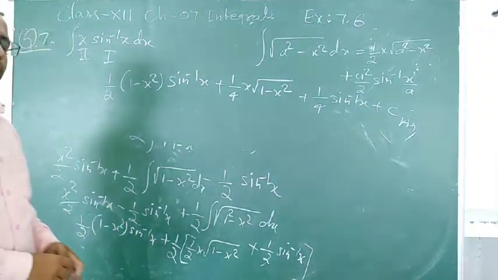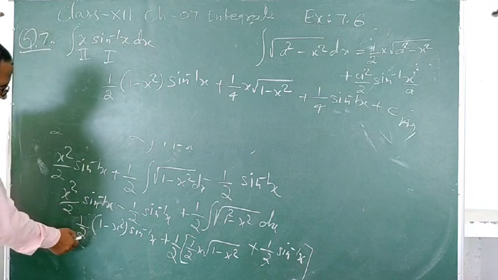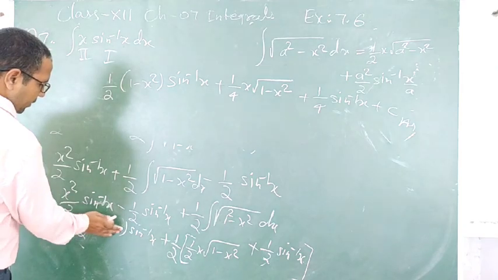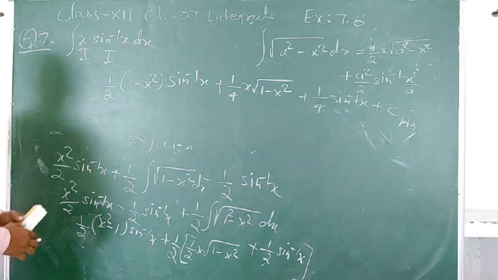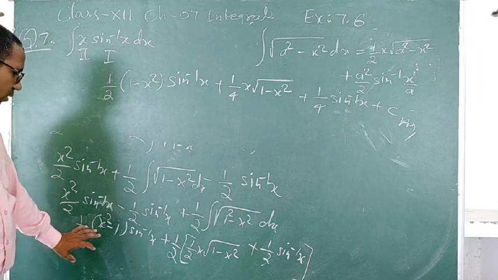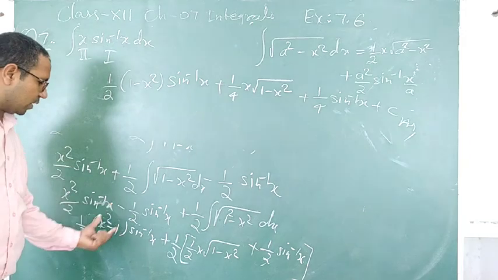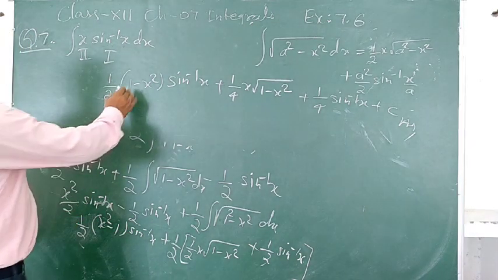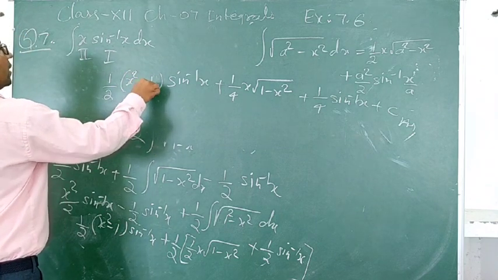So now students, just by taking the 1 by 2 common, we will get x square minus 1. Just rearrange this. Because 1 by 2 we have taken common, sin inverse x also we have taken common. So x square minus 1 into sin inverse x, and here also x square minus 1 you will get.